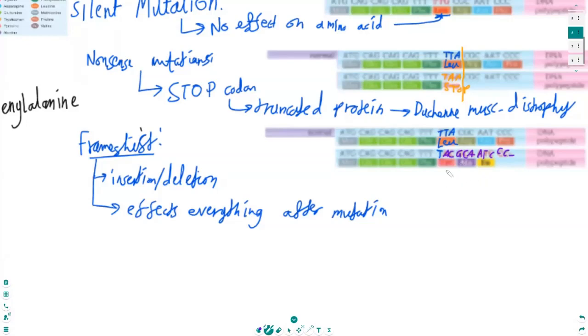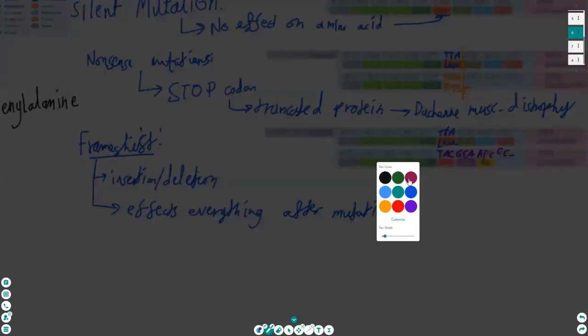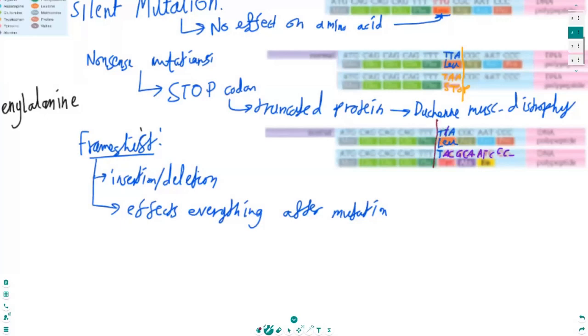And that means that here, because we've removed that thymine, we've now completely changed the order of amino acids. So up to about here it's normal, everything's the same. But then from here on downstream, all the amino acids have changed.